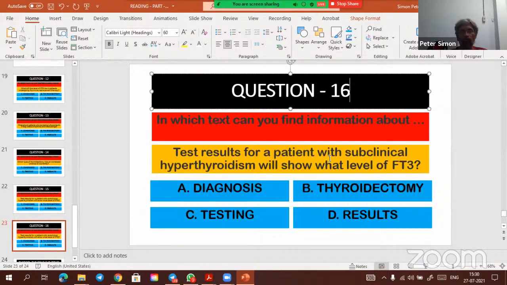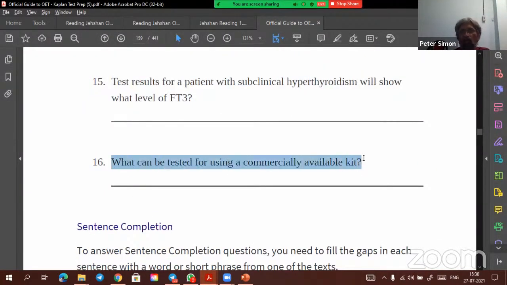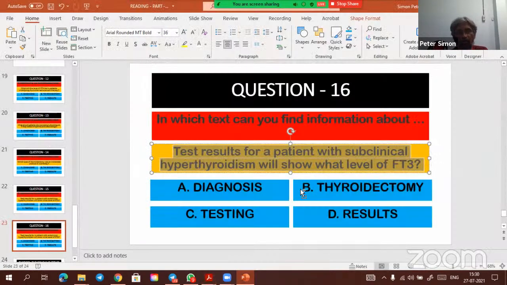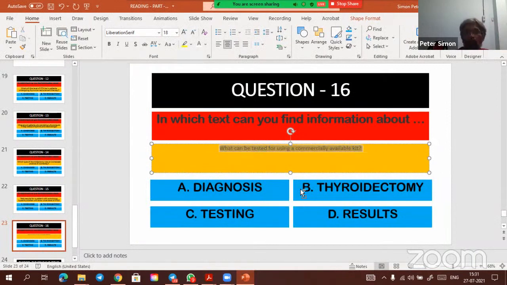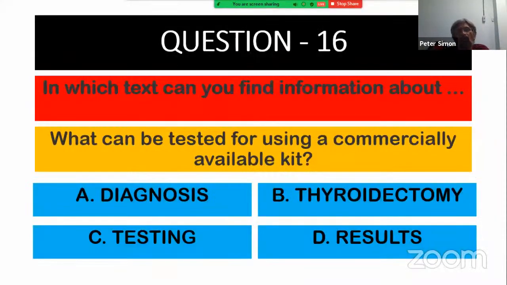16. What can be tested for using a commercially available kit? What can be tested? So their clue is there already. One word. So what is the keyword which relates to A, B, C, D? What can be tested for using a commercially available kit?